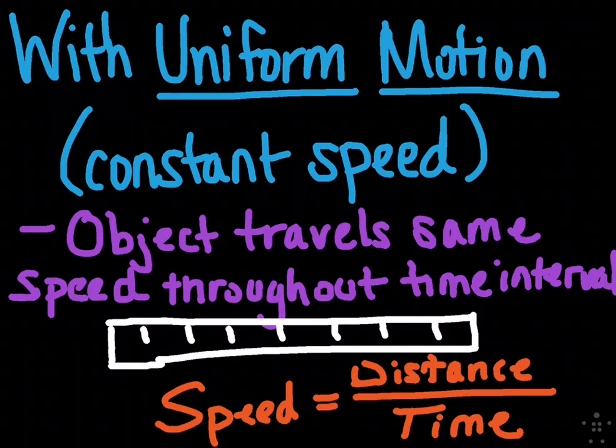So what we've been studying up until now, with uniform motion, or in other words, constant speed, the object has been traveling the same speed throughout the time interval that we've been measuring. So we end up getting data like what you see here in this tape, where the marks are approximately the same distance apart. And we've also learned, hopefully by now, that speed is equal to distance divided by time.